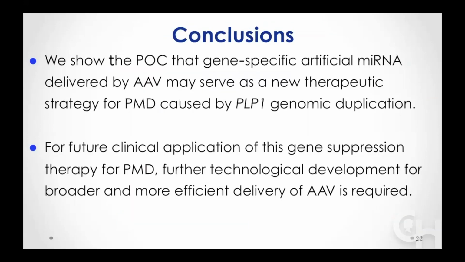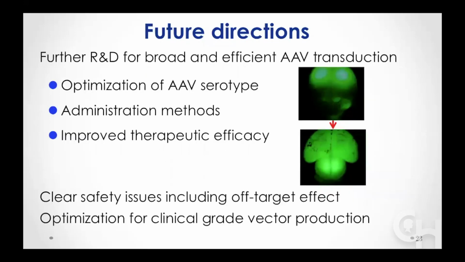Altogether, we show the proof of concept that gene-specific artificial microRNA delivered by AAV vector may serve as a new therapeutic strategy for PMD caused by PLP1 genomic duplication. For future clinical application of this gene suppression therapy for PMD, further technological development for broader and more efficient delivery of AAV is required. So what's next?